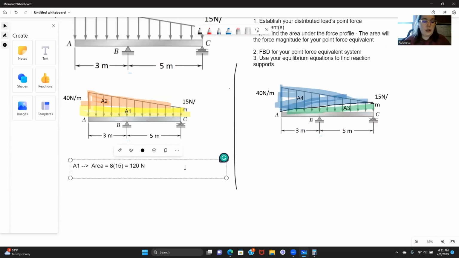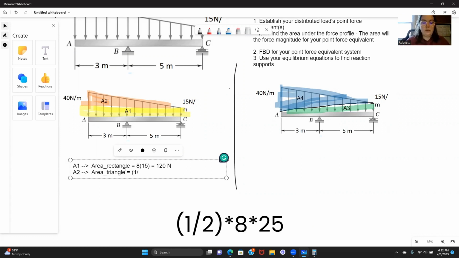So then if we look at A2, the area for a triangle is going to be equal to 1/2 its base. So again, the base is going to be our 8 meters here times its height.